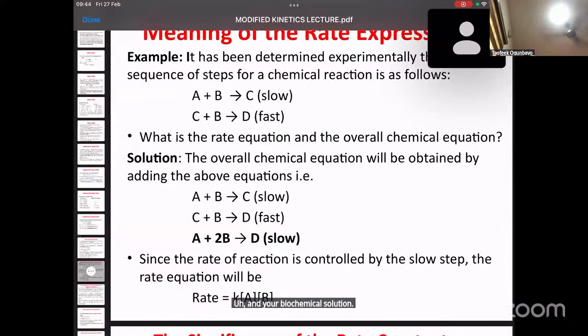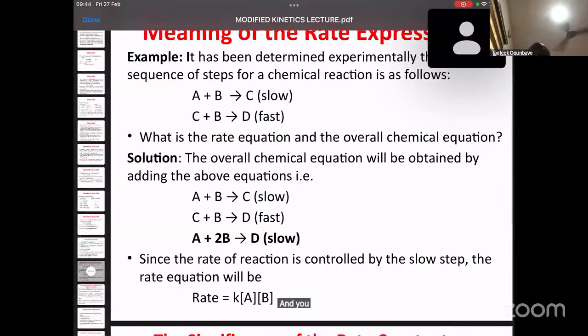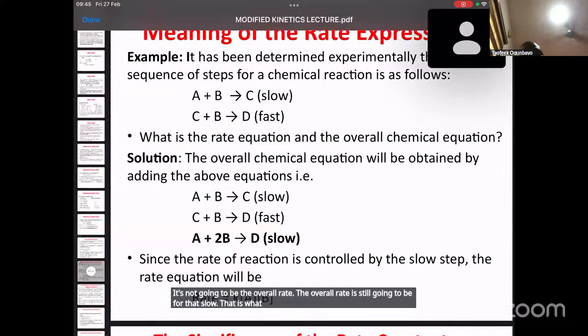Now, if you want to write the overall equation for this, we all know how to do that from secondary school. That means you add these equations together. When you add them together, you're going to have your D, and you're going to have your A plus 2B to give you D. And we are putting slow there to tell you that at the end of the day, though step B is fast, it's not going to be the overall rate. The overall rate is still going to be for that slow step, which is what I explained now. The rate of reaction is still going to be of that slowest step.